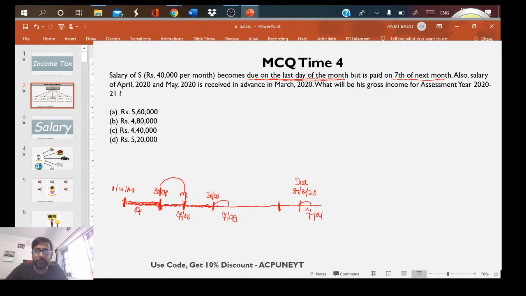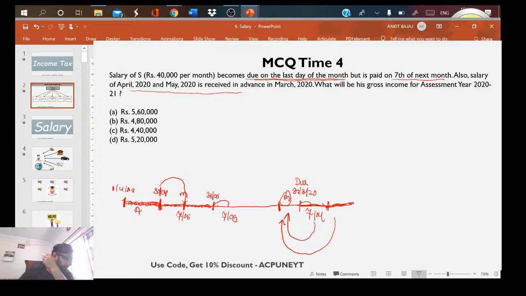Also, salary for April and May month is received in advance. He has received salary for April and May month in this year only. April और May की salary इसको कब receive हो गई? March में receive हो गई. He got salary in March month only. Now, what will be the total amount taxable? What amount is going to be taxable here?